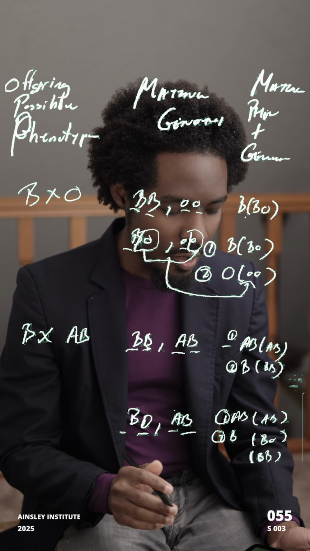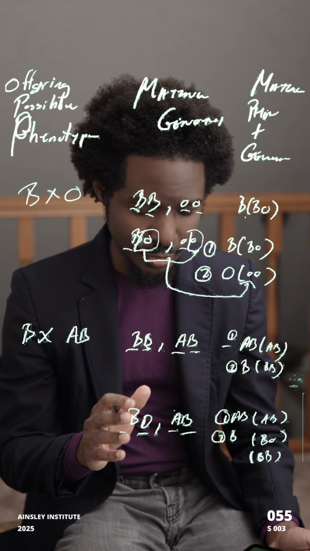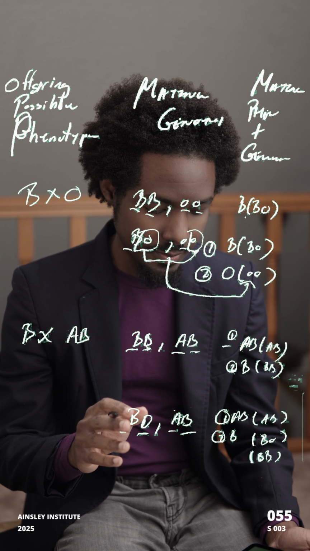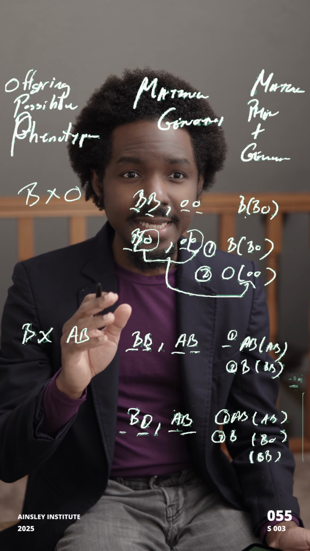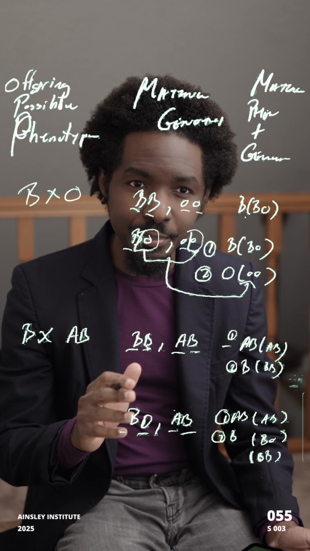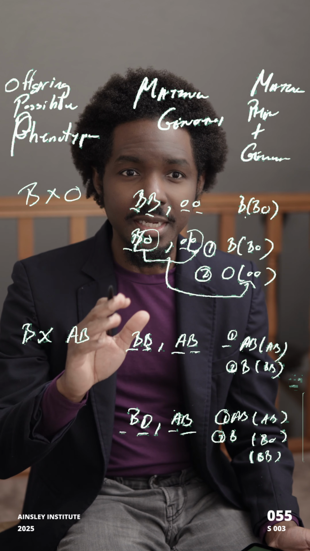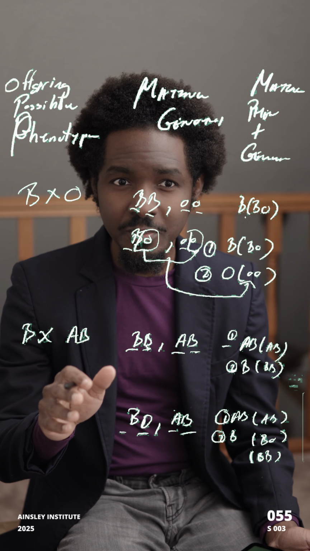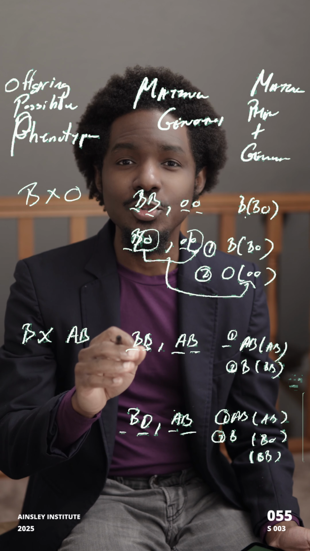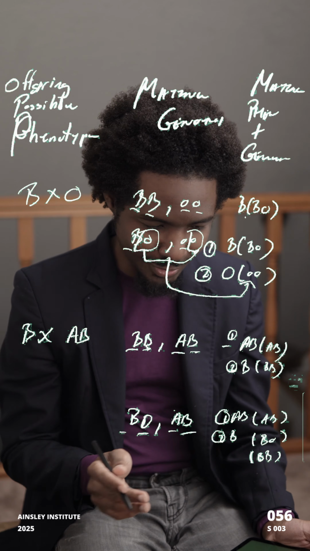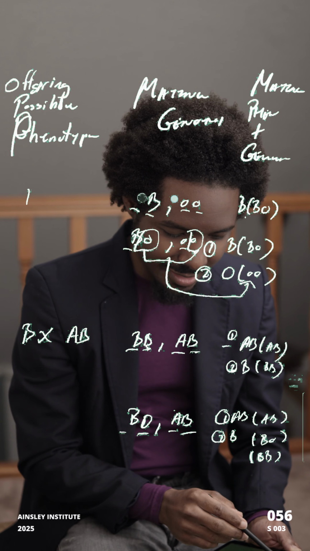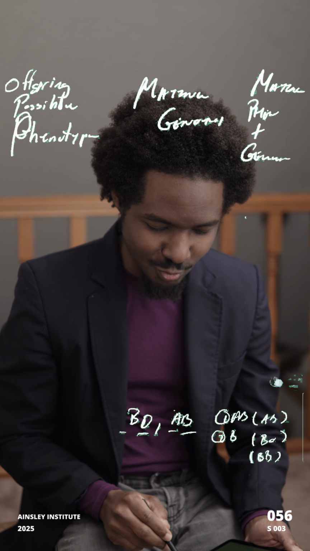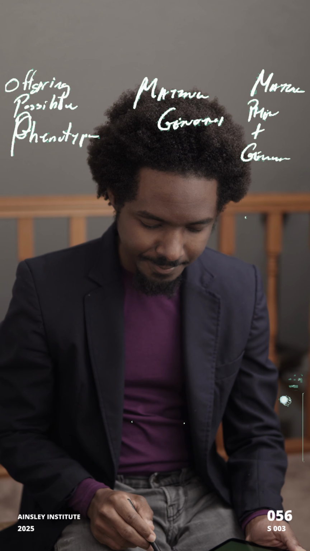So from a B person times an AB person, with the genotype of BO and AB, we can have an AB person, and we can have a B person with a BB or a BO, or we can have an A person with an AO. All right, beautiful. Now let us try a last one so that we can have a clear understanding as to what is really happening.